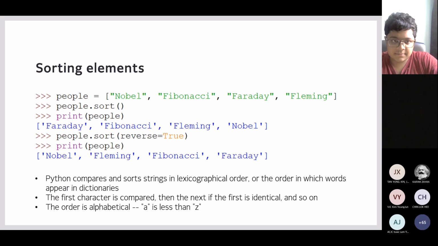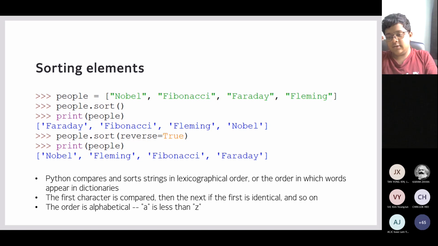Okay, so for sorting elements, you have two functions to do that usually: the sort function and the sorted function, but I'll only go over the sort function. You can run dot sort, and it will sort via lexicographical order, which means that it takes the first character of everything and compares them. Then if the first character is the same, it compares the second character, and so on and so forth. Essentially, that's the entire idea.